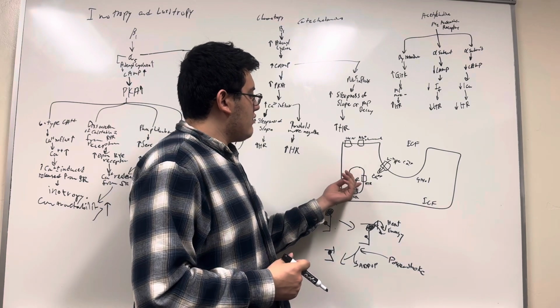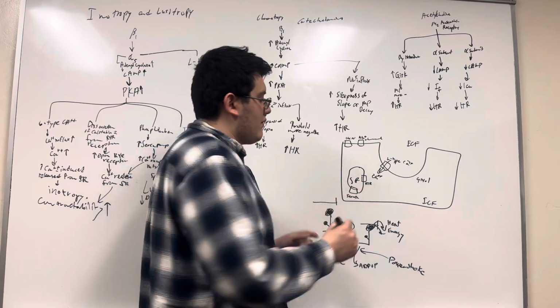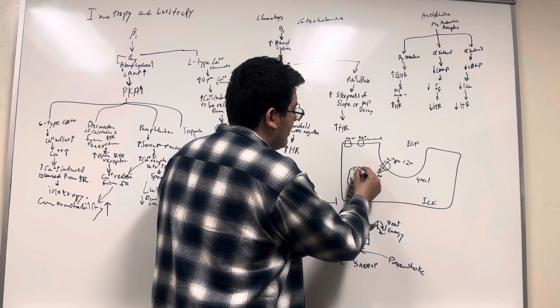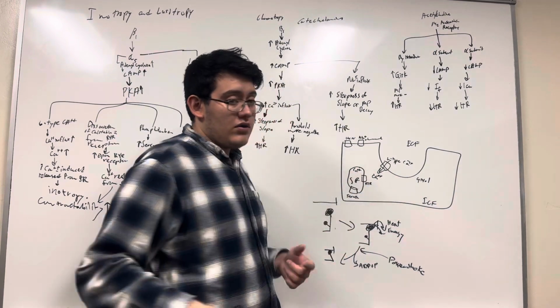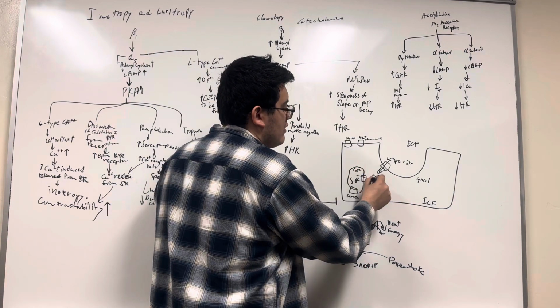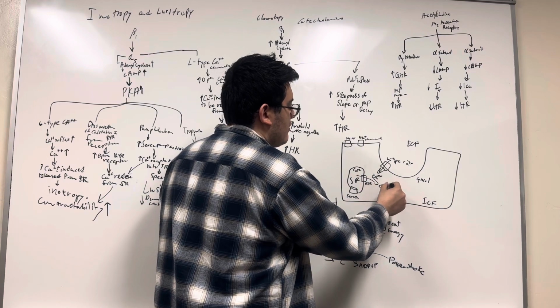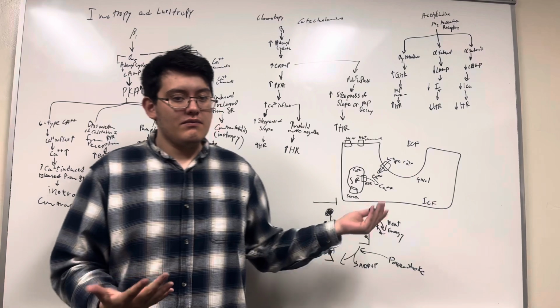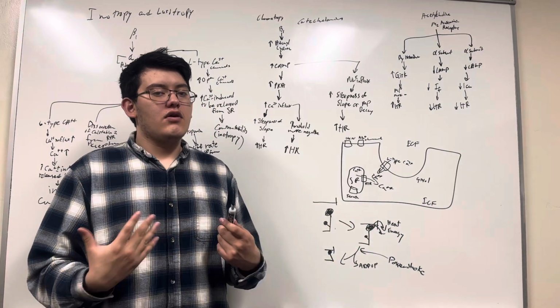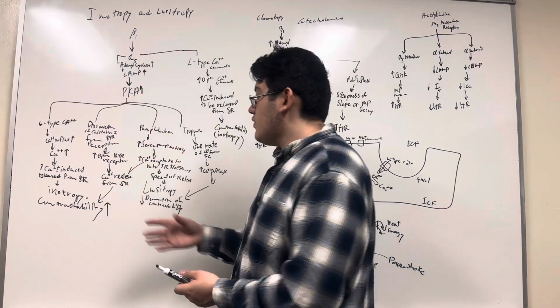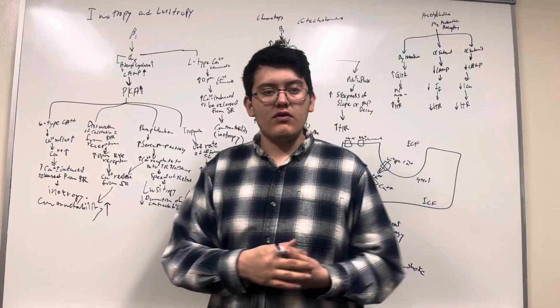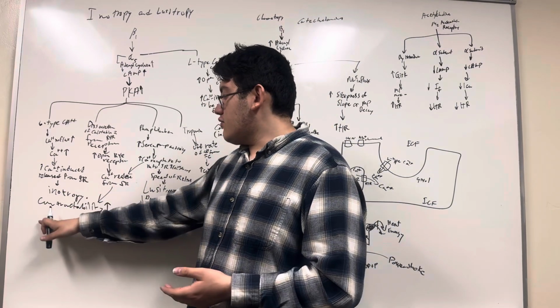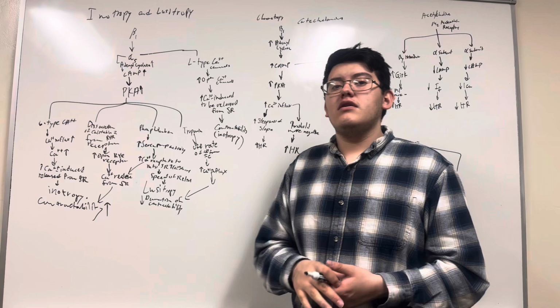And this also allows more calcium from inside the SR to want to come out, which causes an increase in the amount of calcium released to our cytosol. Well, what does this do in the long run? Well, it increases our inotropy, or the contractility of our heart.